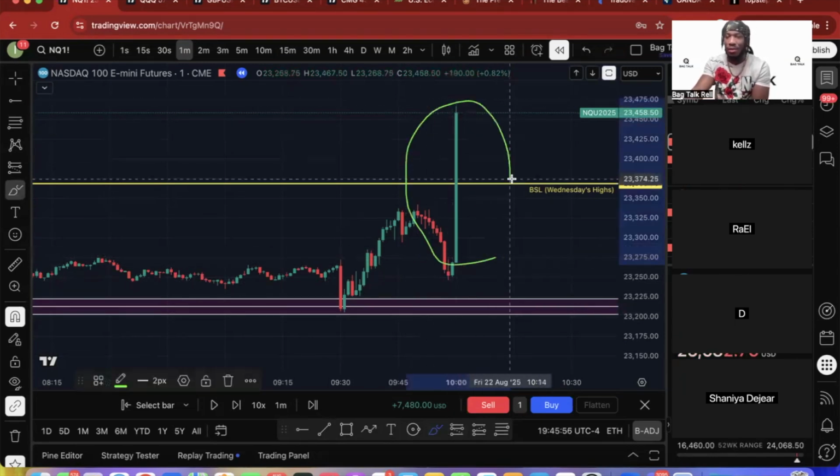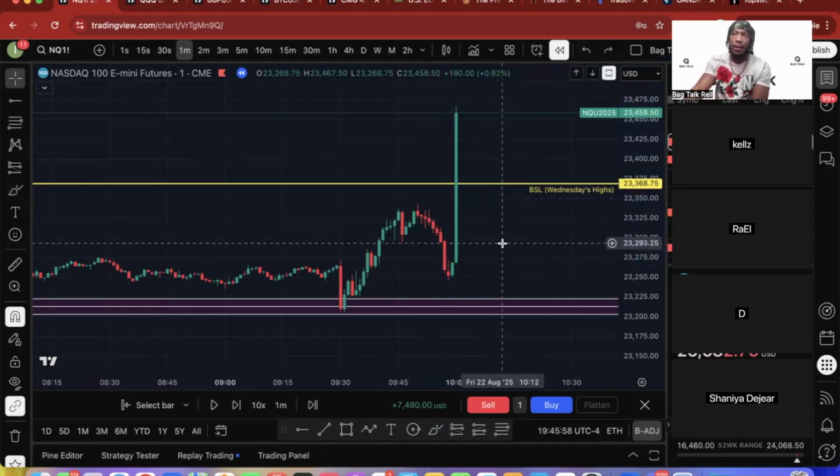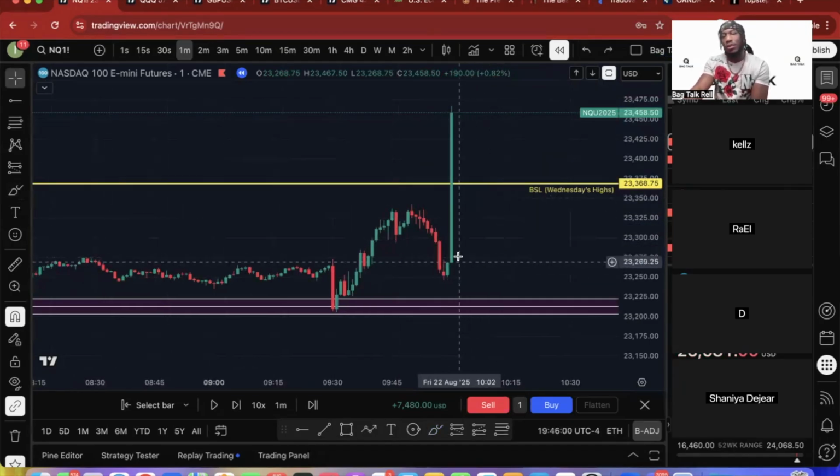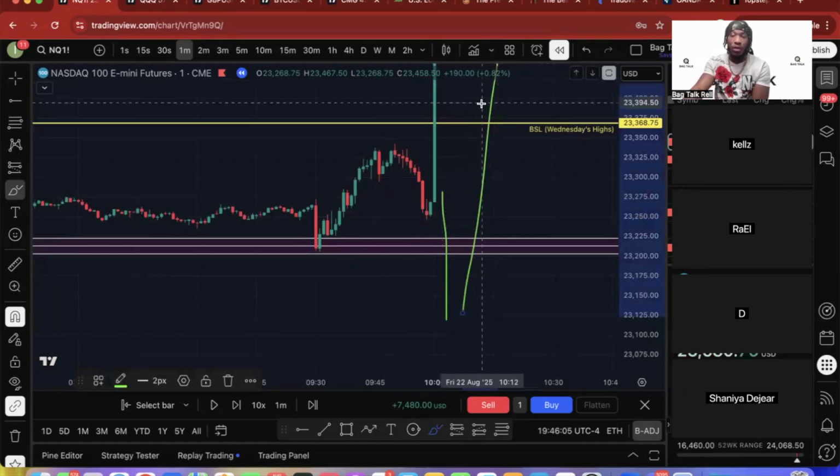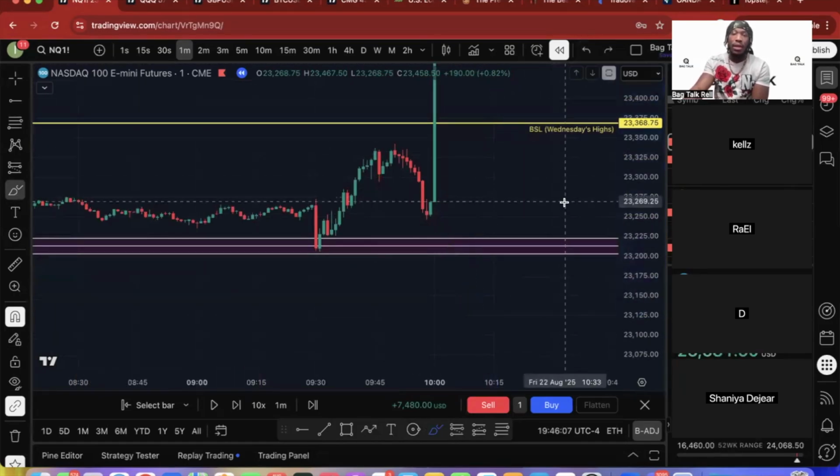So of course I wanted 200 points. Don't get me wrong, that would be fire. Of course, anybody would. I'm just saying, imagine that it would have gone the other way. Or imagine they would have had a flash candle to the downside first before running to the upside. And so that's what I'm trying to say.